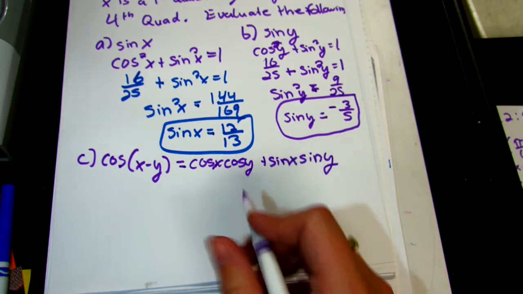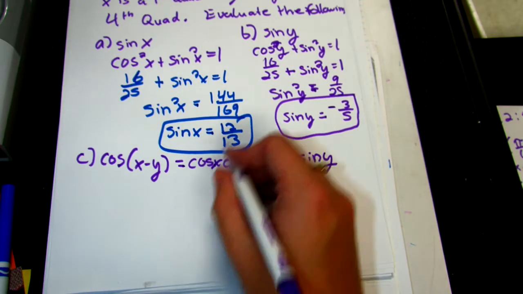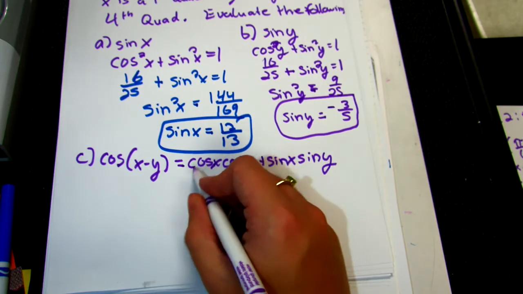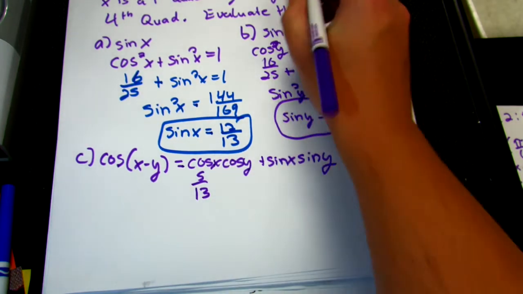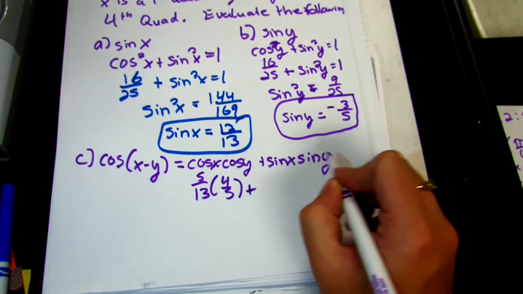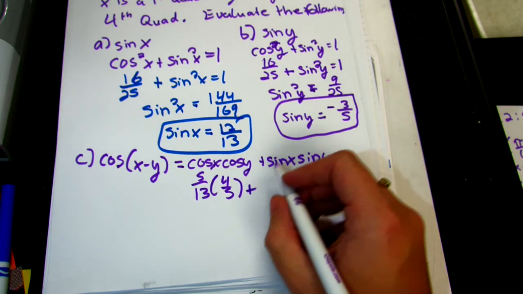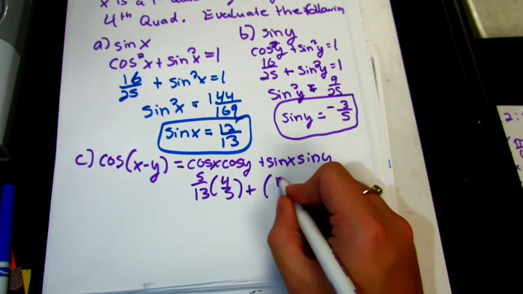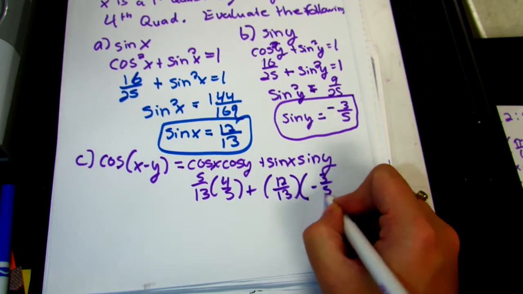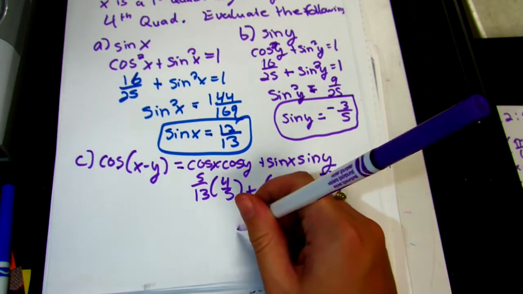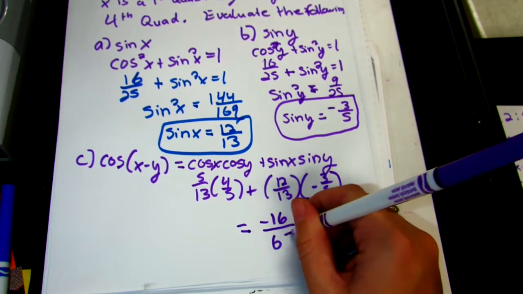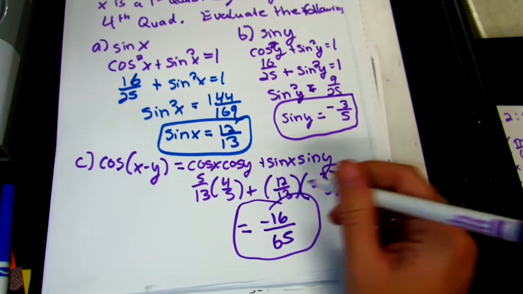Okay, so we know cosine x, we just solved for it, they give it to us. Cosine x is 5 over 13, and cosine y is 4 over 5. And we know the signs because we figured them out. So sine of x was 12 over 13. Sine of y was negative 3 over 5. Okay, so we do the math. We end up with negative 16 over 65. And that was just adding fractions together.